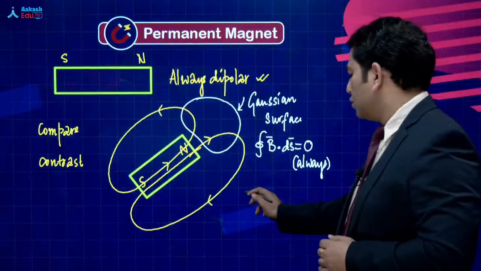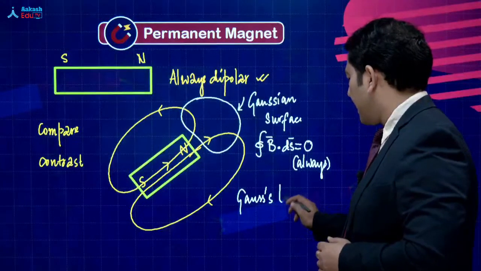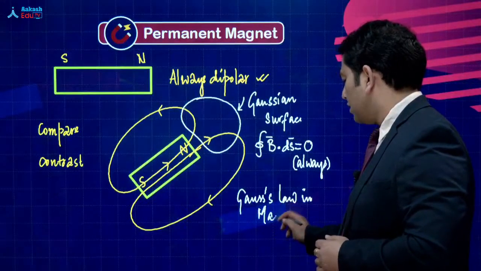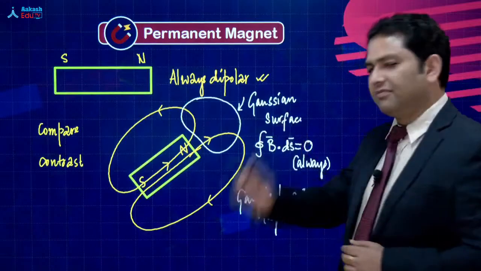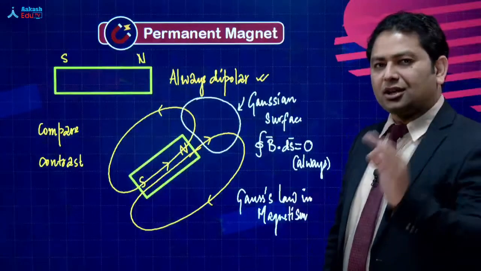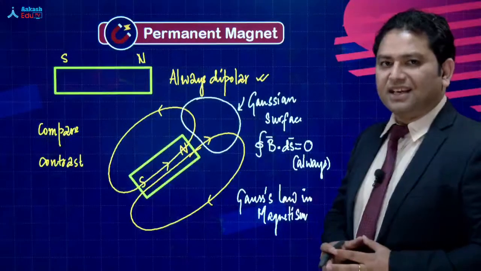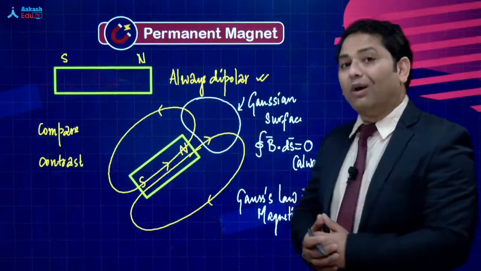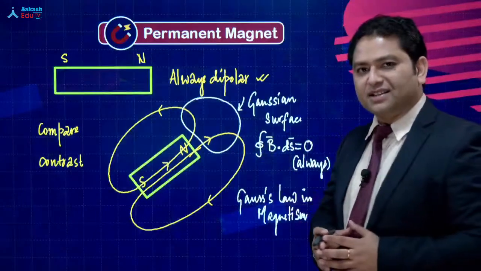और इसी को we also call it as the Gauss's law in magnetism. This is also called as the Gauss's law in magnetism. You get my point? This is called as the Gauss's law in magnetism. Integral B dot ds is equals to 0. Now, why is it? The reason is very, very obvious.